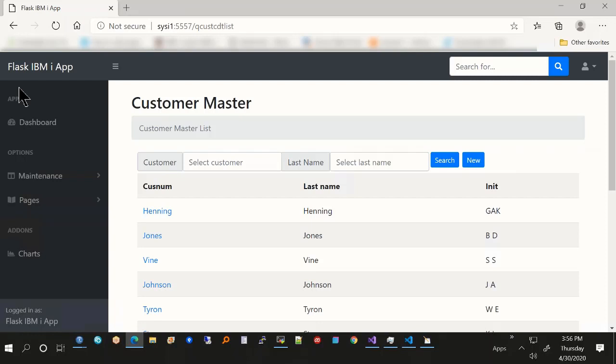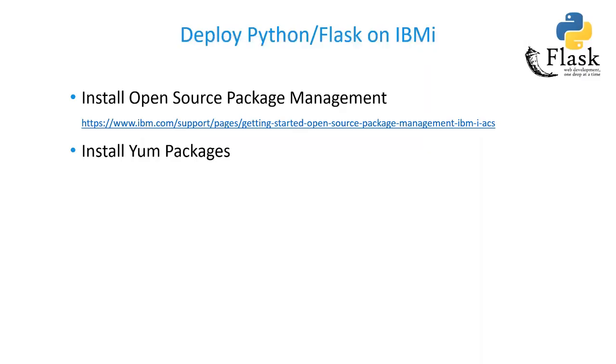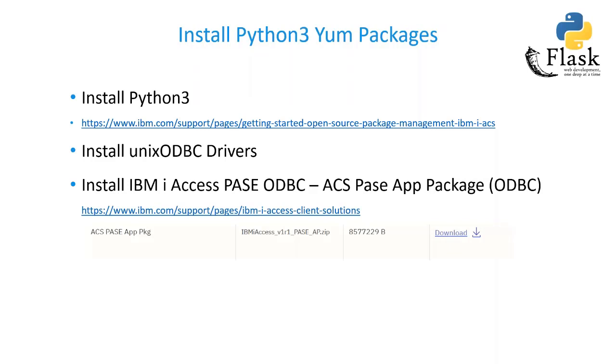Couple things I just want to note before we wrap up is that I want to show some slides here. Hold on a second. We're going to go back to our slides for a sec. So if you're deploying on IBM I, a couple prereqs is you'll want to install, and I wasn't going to do a tutorial on this, but install the open source package management component. And then after that, make sure you install Python 3. That's one of the options that shows up when you install for packages you can install.